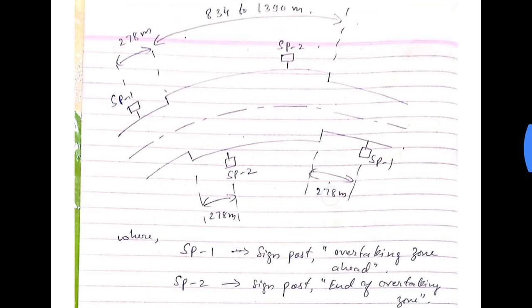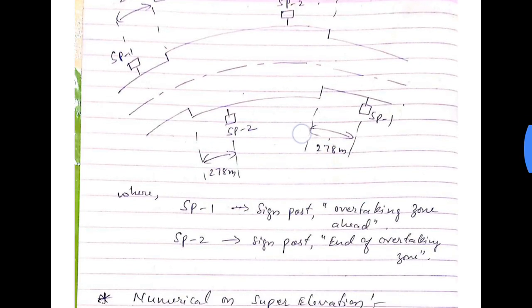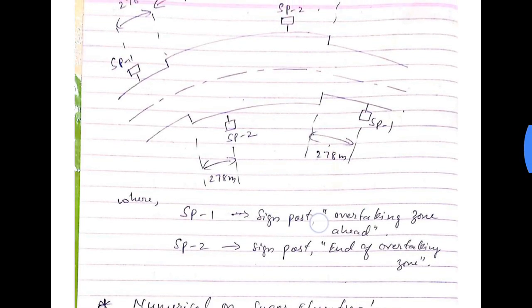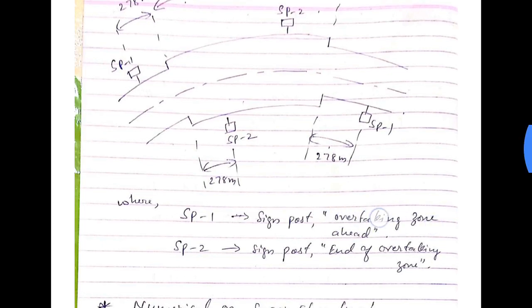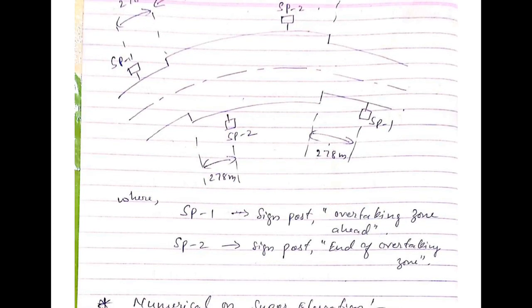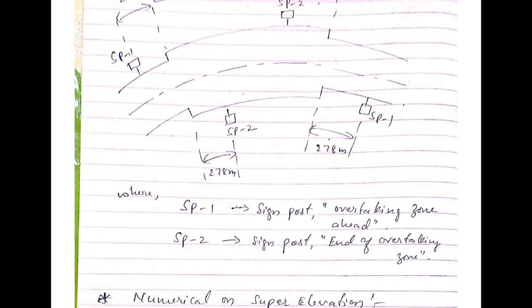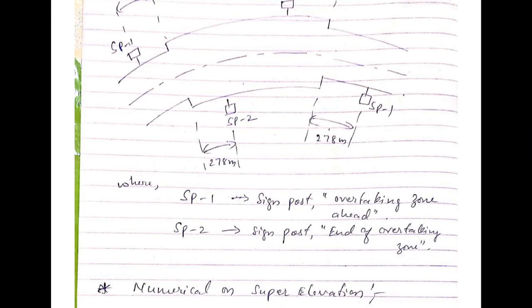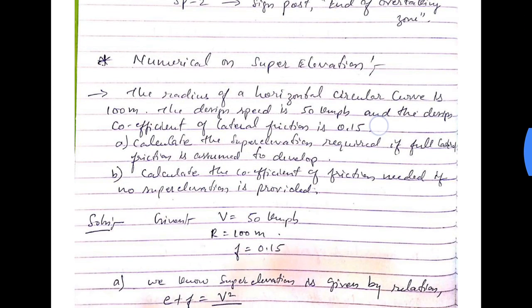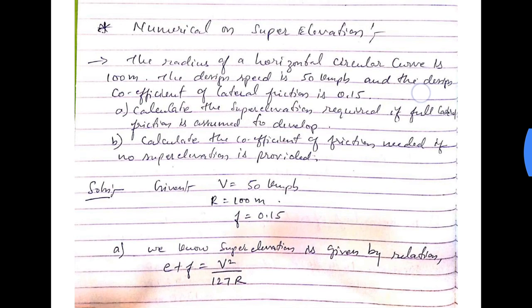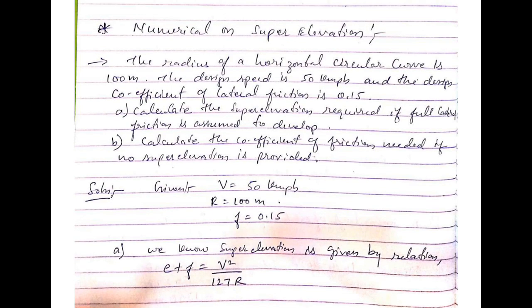Now what do these signposts mean? SP1 means signpost which displays overtaking zone ahead, and SP2 is signpost which displays end of overtaking zone. So we'll now move to the next question, that is a numerical on super elevation.